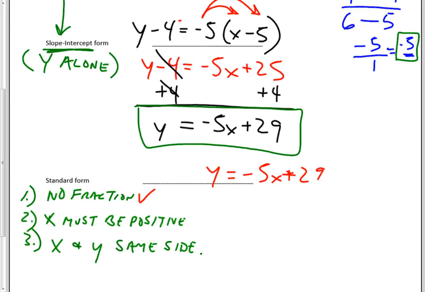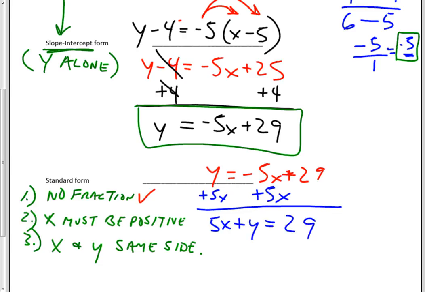How do you move negative 5x? Plus 5x. I've got 5x plus y equals 29. This one goes away. Is x positive? Okay, I'll check that off. X and y all alone on one side. You're done.